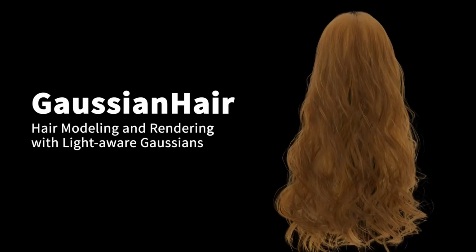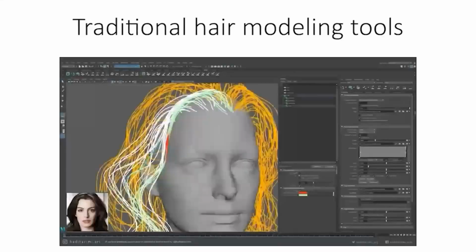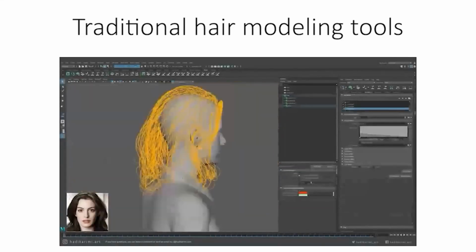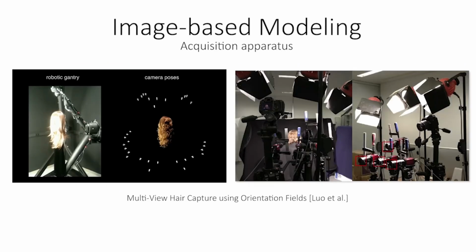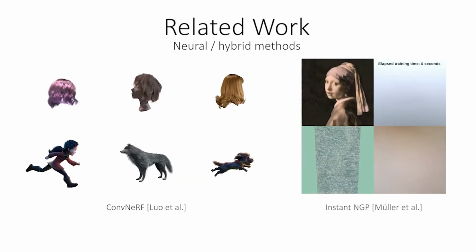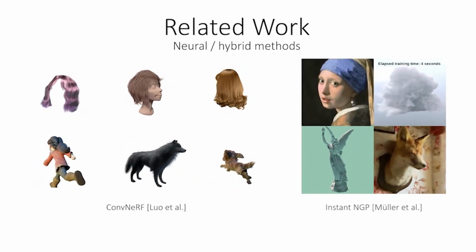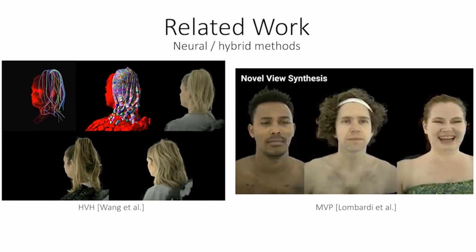Introducing Gaussian hair modeling and rendering with light-aware Gaussians. Modeling complicated hair with explicit geometry requires extensive experience and labor with traditional modeling tools, or requires expensive apparatus. Recent neural implicit methods have shown exceptional capability in modeling photorealistic hair and fur, but lack explicit geometric structures.